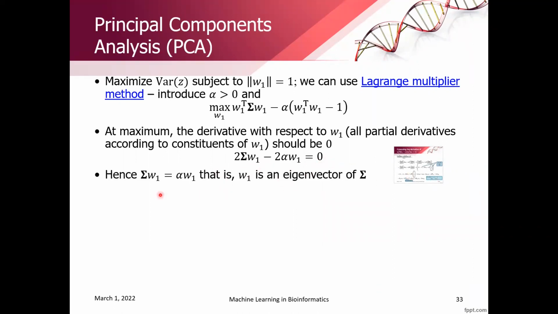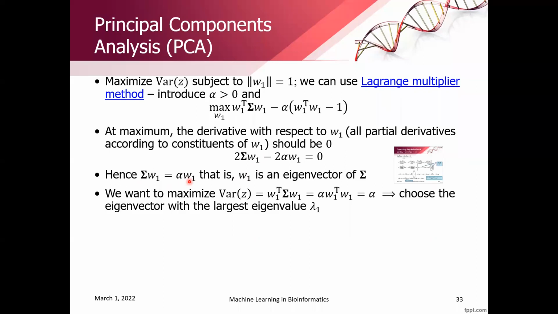So from this, if we divide by 2, we obtain that sigma times W sub 1 should be alpha times W sub 1. And this means that W sub 1 is an eigenvector of the covariance matrix, because if we multiply the covariance matrix by W sub 1, we obtain some constant alpha times W sub 1.